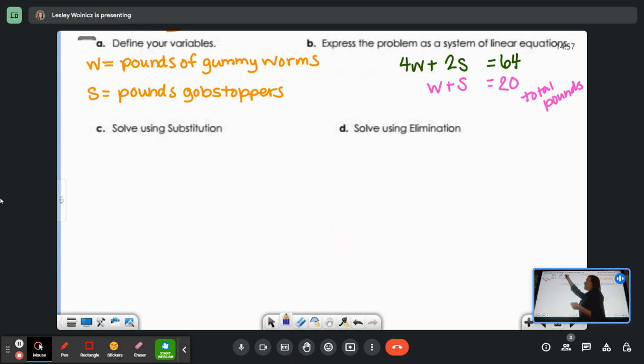Can I isolate that W, that S, or that W and that S? Yeah, the ones in the second equation are going to be easier. Okay, we can either do this W or that S. So we just have to pick one. The S. All right, I like it. So S, to get S alone, I have to subtract the W from both sides. So that'll be 20 minus W.